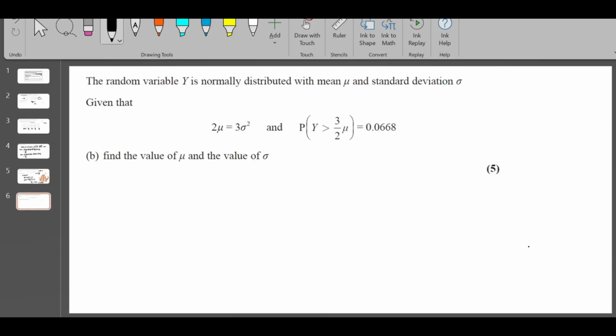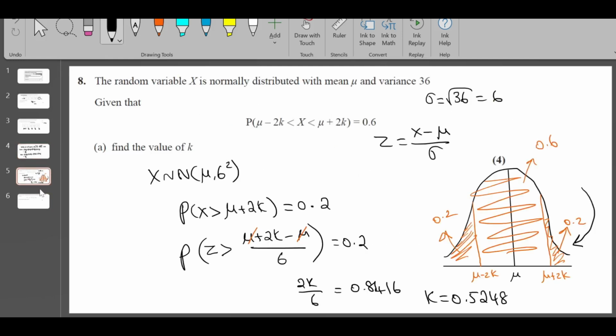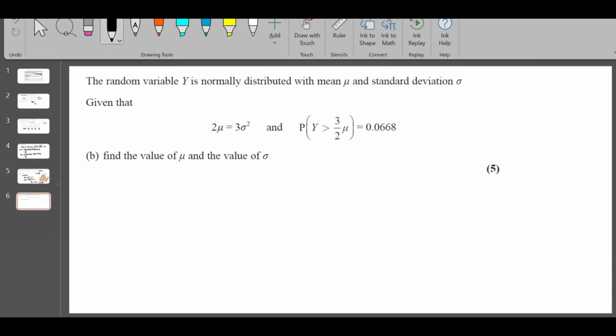You are given two equations. You can take this as a first equation and frame another equation using this. And then the random variable y is, so you cannot use the sigma from the previous part actually, because this is another variable. Y follows normal distribution of mu comma sigma square. The first equation is 2 mu is equal to 3 sigma square. You can write it as mu is equal to 3 over 2 sigma square. Keep it as equation 1.